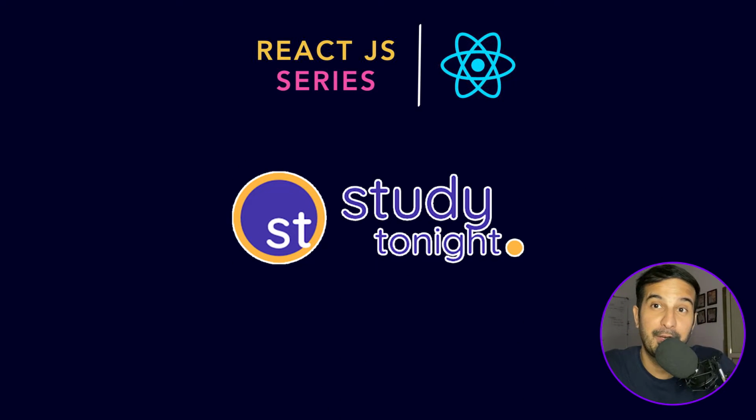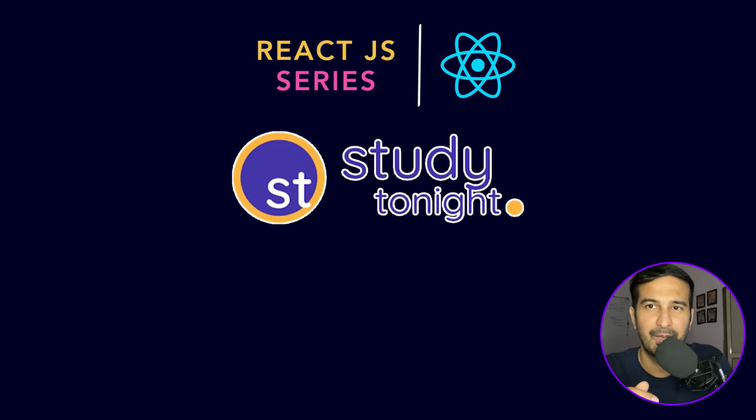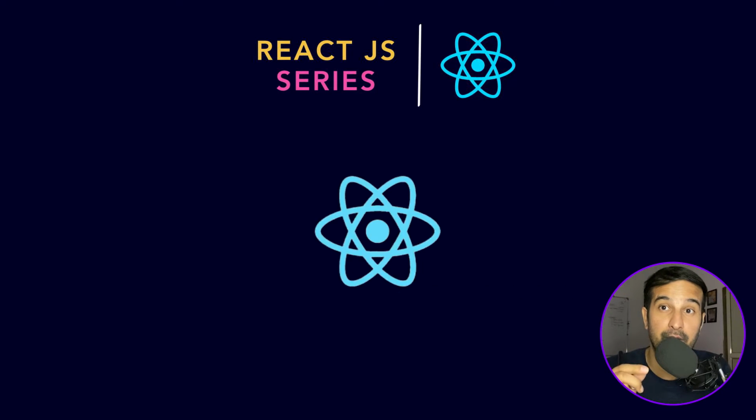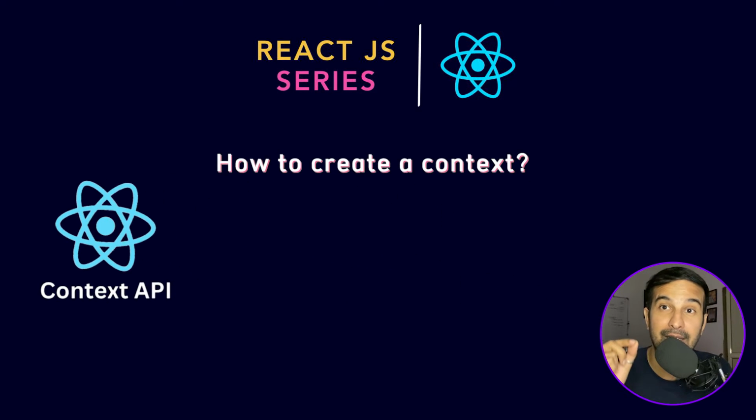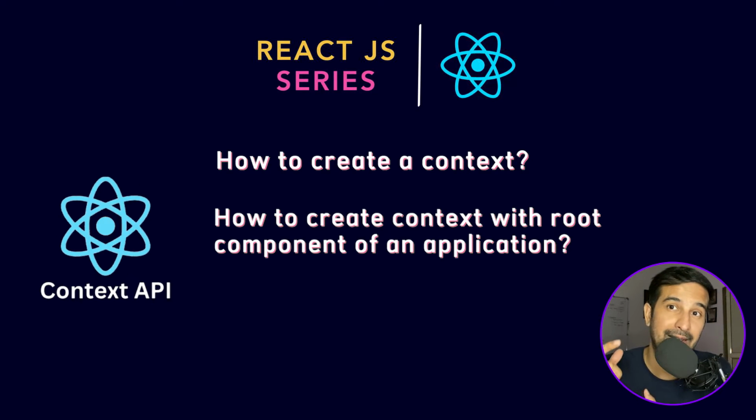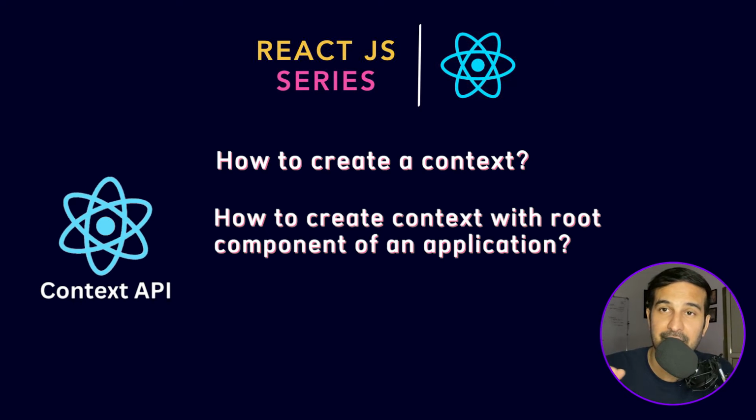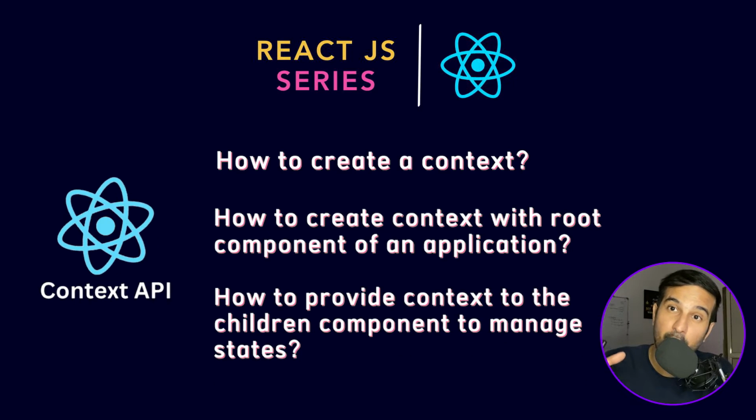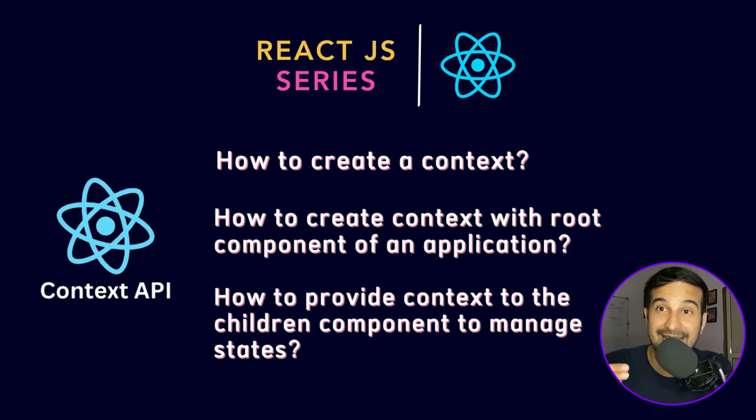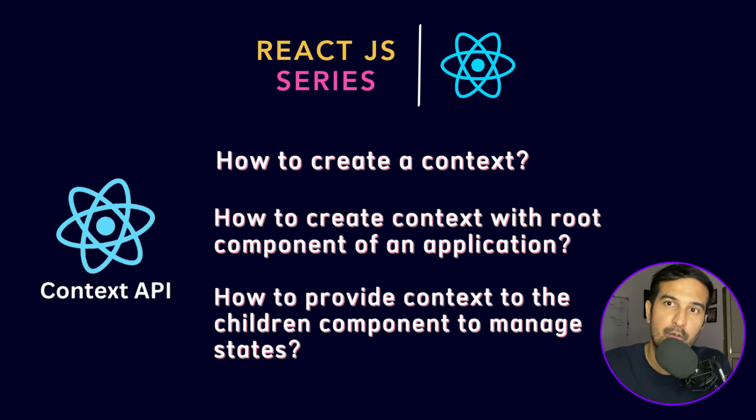In the last few videos I've talked interchangeably between React Router DOM and basic React application, the advanced concept. So in the last video specifically I covered the context API, how you can create a context, how a root component of an application in your ReactJS application can create a context and provide the context to the children components so that state can be properly managed and transferred to the children components.